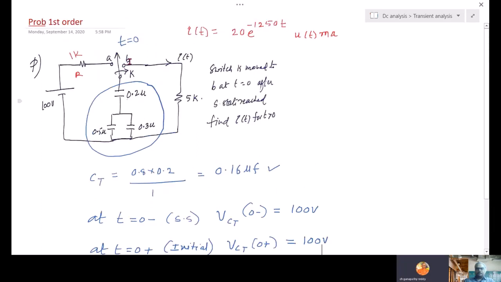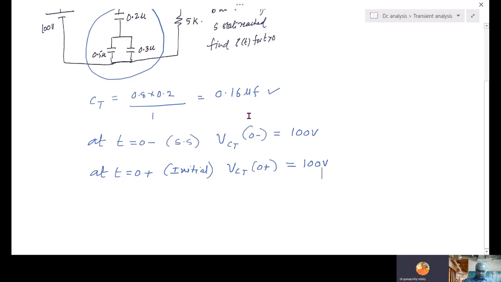Now after connecting to B, whatever voltage is there in the capacitor keeps on decreasing, the capacitor discharging through the resistor of 5K. Initially more current will flow, but he is asking for the expression for current. So now find I0 plus. As soon as it is connected to B, 100 volts divided by 5K. That is nothing but 20 milliamps. That is the initial current.